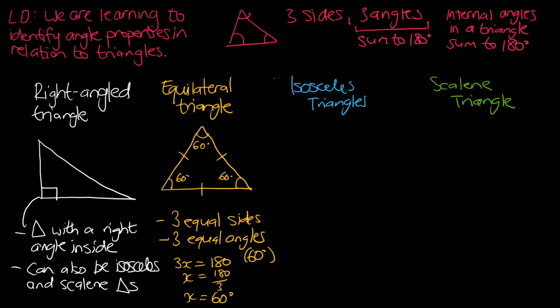Isosceles triangles, now these are the more useful ones. So let's have a look. Draw one, draw another side, where there are two equal sides, which means there will be two equal angles.